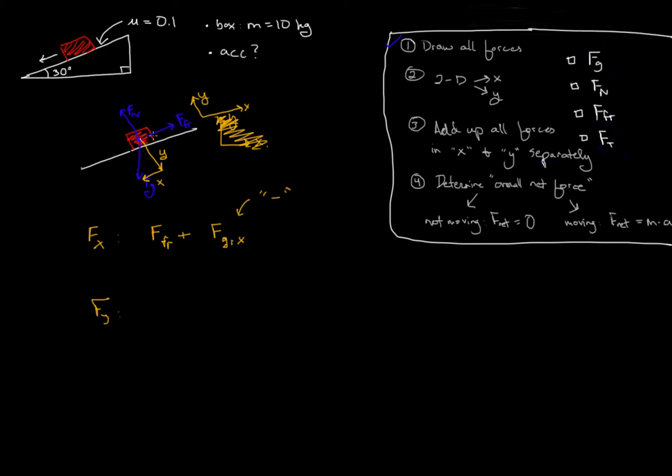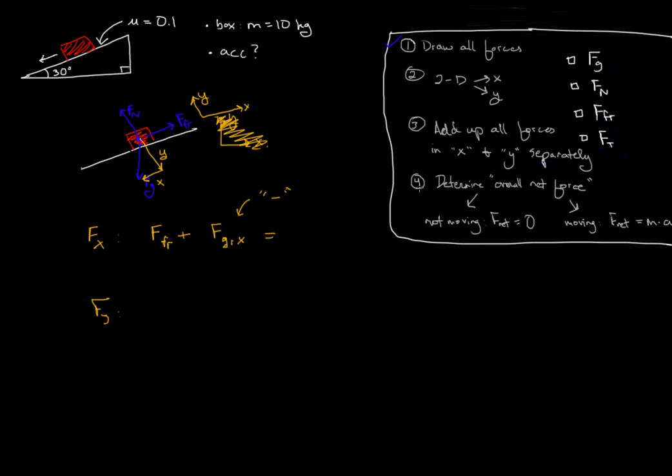So anyways, you have a friction force in the x direction. You have an FGX in the x direction. And that's going to equal, that's it, right? You have no more forces in the x direction because you have the normal force, which is along the y, and you have the y component of Fg, which is also along the y. So you're done. You've added up all your forces in the x direction. So what does that equal, right?